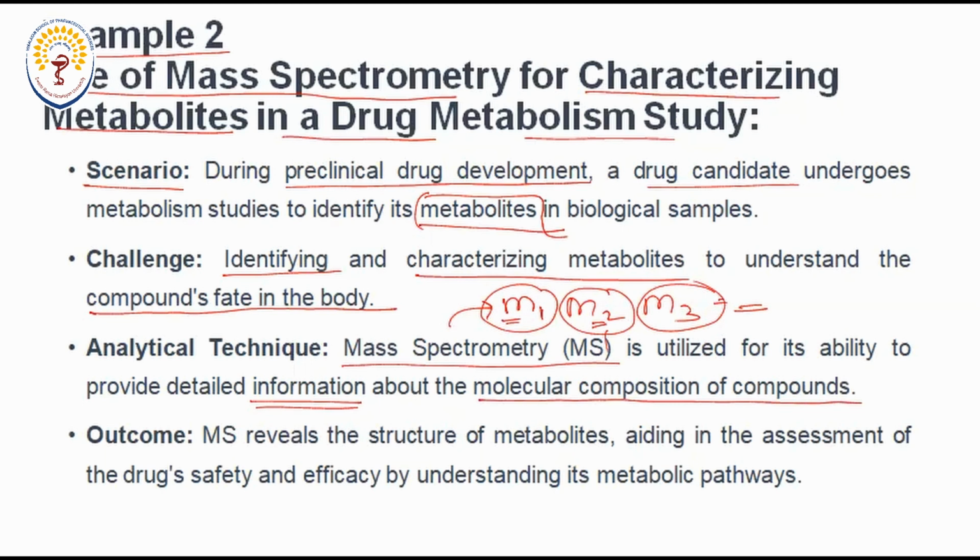So what is the outcome? The outcome is that mass spectrometry is revealing the structure of metabolites. It is helping us in the assessment of drug safety and efficacy. How? It will tell us that the metabolites which we are getting are not harmful, and we are also understanding the metabolic pathways through which the drug is undergoing.